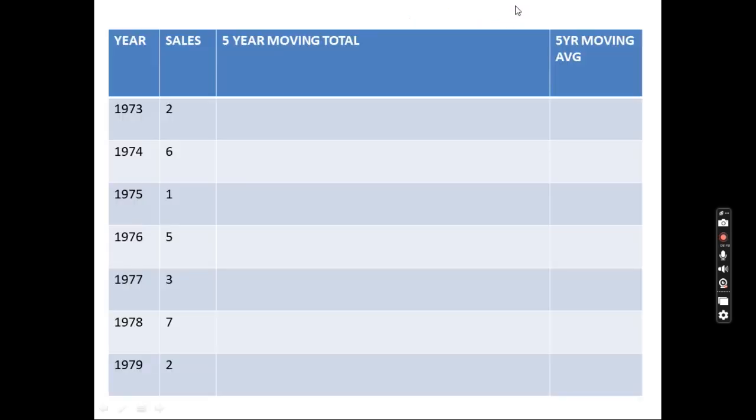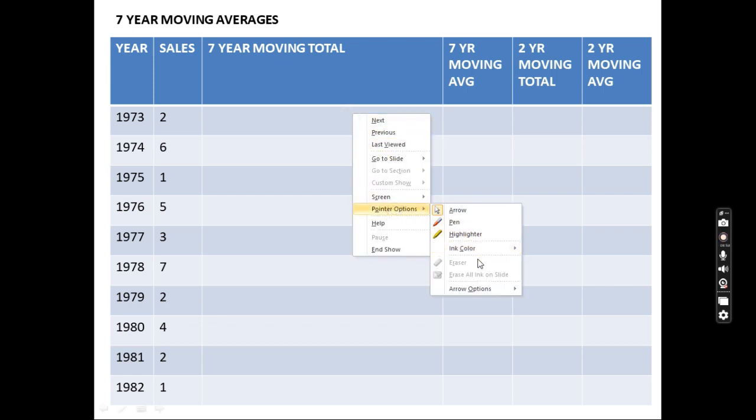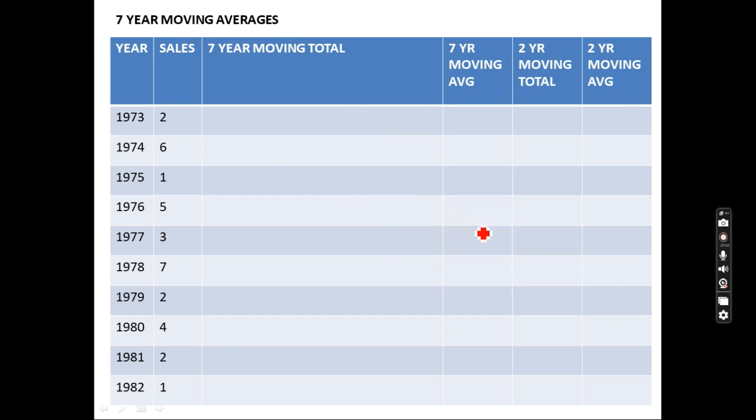Okay, so when it comes to 7 year moving averages, it is very important. The same thing, but instead of adding 3 years or 5 years, we have to add 7 years now. 1, 2, 3, 4, 5, 6, 7. So when you are adding 7 years, the first 3 values you will not get, and the last 3 values you will not get. Okay, this is an important point you need to remember.